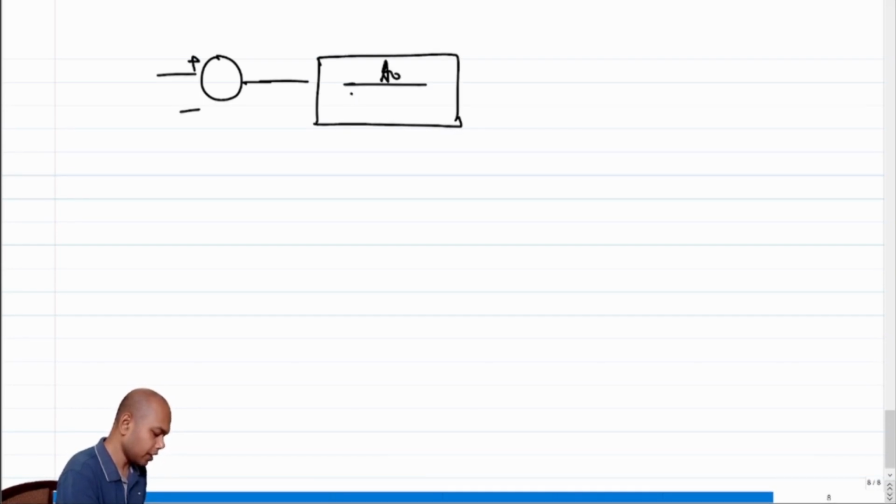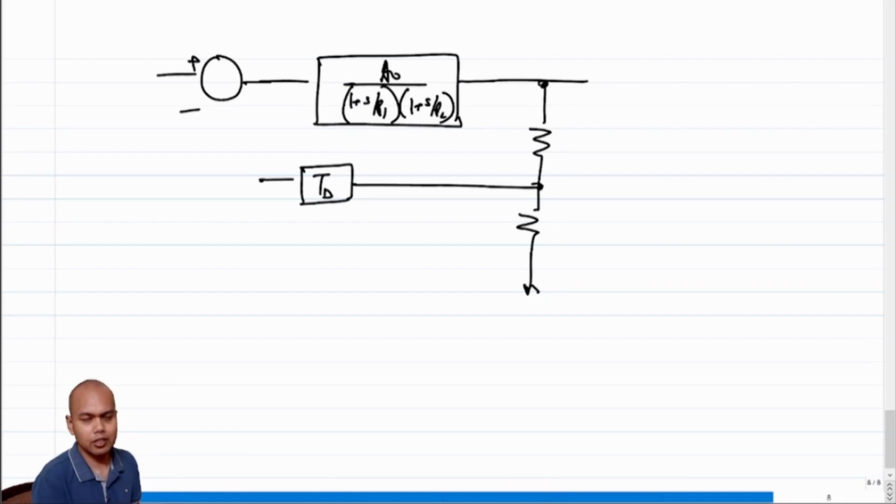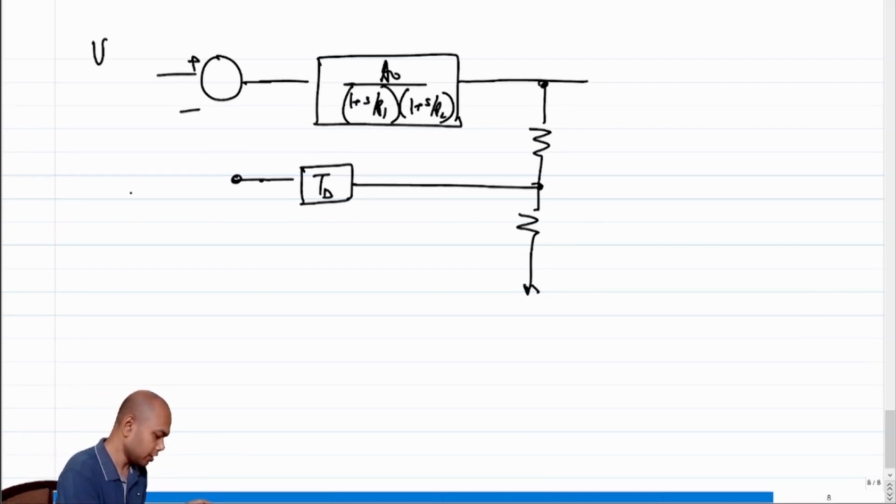Or even if we don't assume there is an additional pole, let's assume that there is an additional delay in the loop. So let's say there is additional delay, some TD. This delay can be because of an additional pole or something else, right? So let's assume we have an additional delay. Vi. This is Vf. This is for now. This is 0.